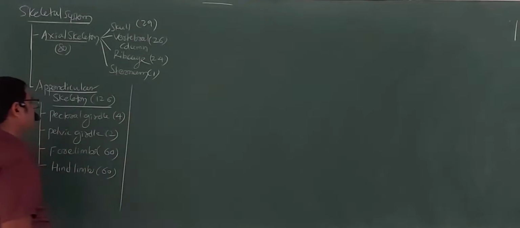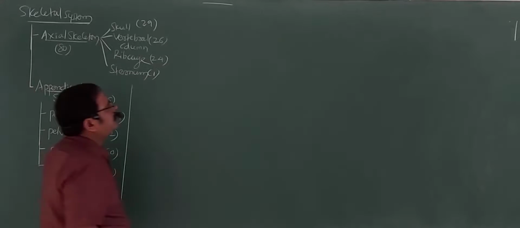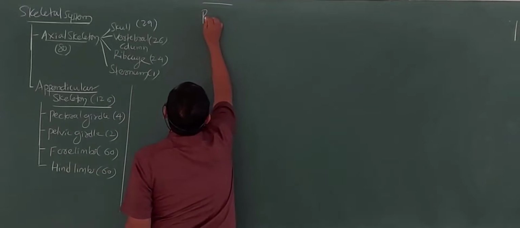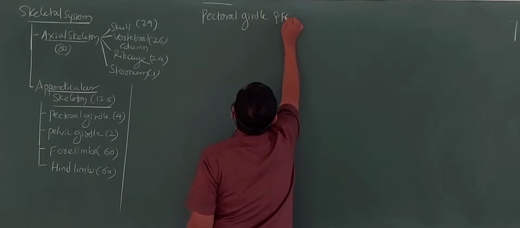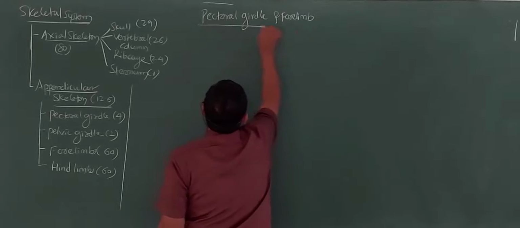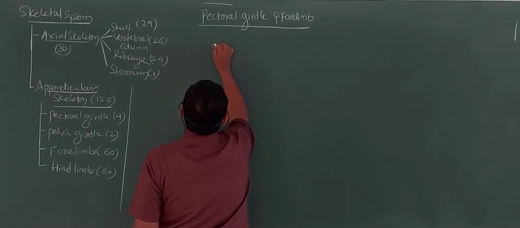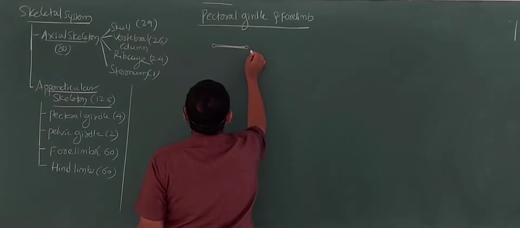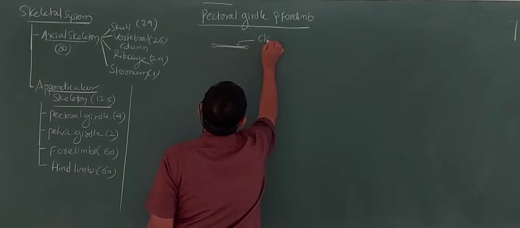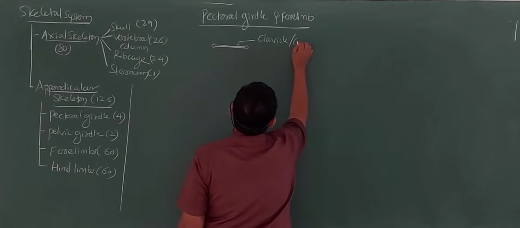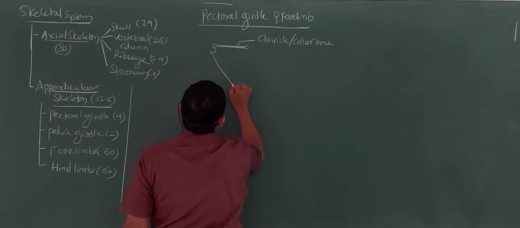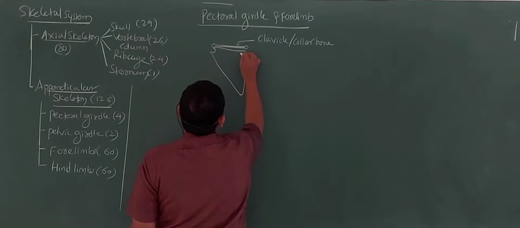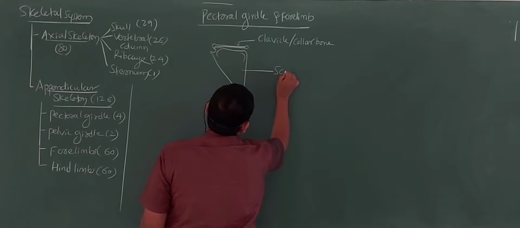Now, let us understand the bones of the pectoral girdle as well as the bones of the forelimb. Here there is a bone called the clavicle. This clavicle is also called the shoulder bone, or the collarbone. Then there is a triangular structure called the scapula.